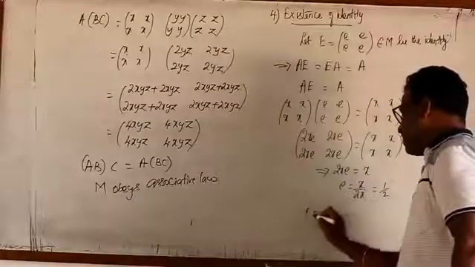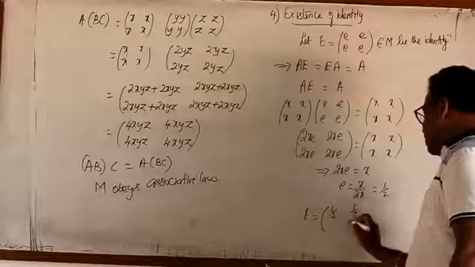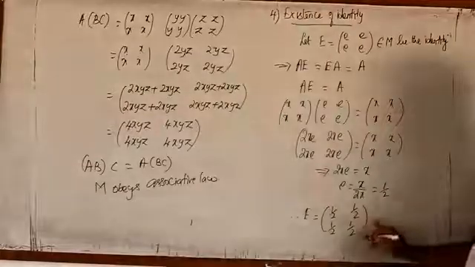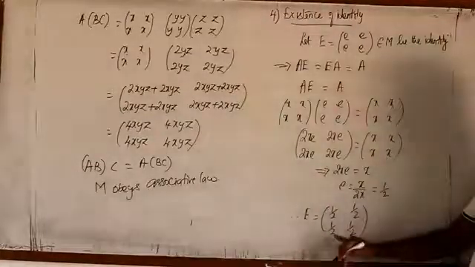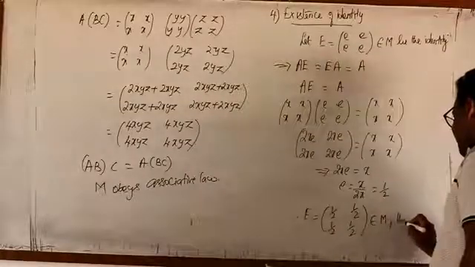Therefore, what is capital E? Instead of small e, I can write 1 by 2, 1 by 2, 1 by 2, 1 by 2. See, in the 2 by 2 matrix, the same number is repeated and also non-zero. So definitely this belongs to your third identity.